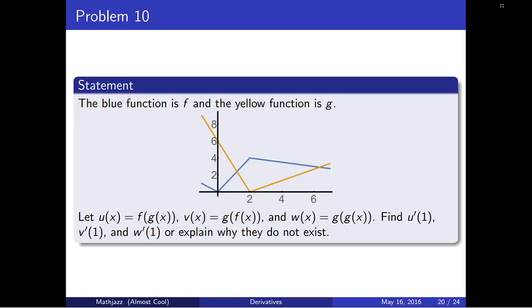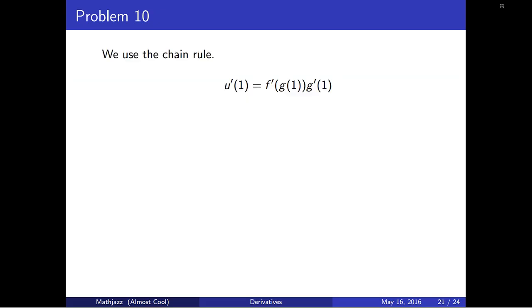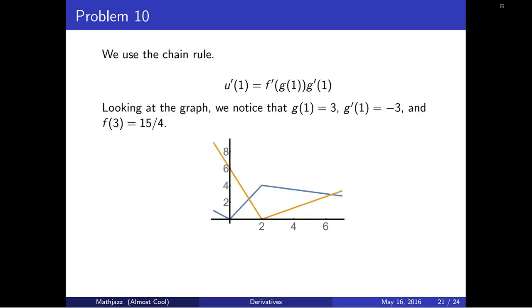Here's problem 10. The blue function we're going to call f, and the yellow function we'll call g. We're going to let u be f of g, v be g of f, and w be g of g. And we're going to find u prime of 1, v prime of 1, and w prime of 1. Okay, so let's get to that. We're going to use the chain rule. We look at the graph. We figure out the values of g of 1, g prime of 1, and f prime of 3.